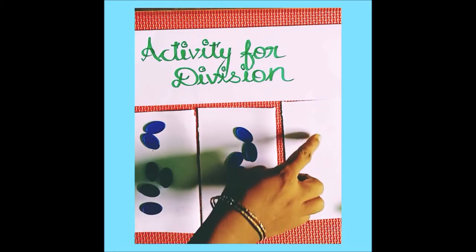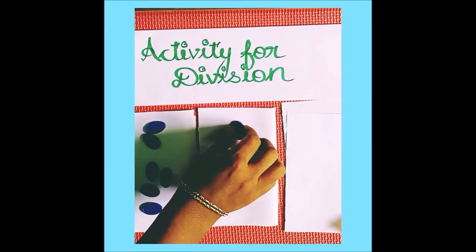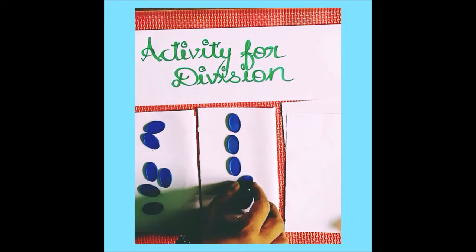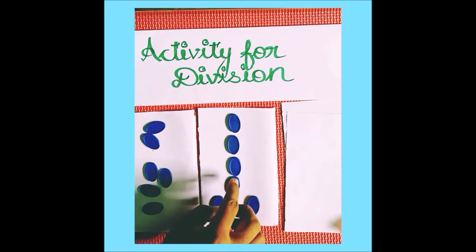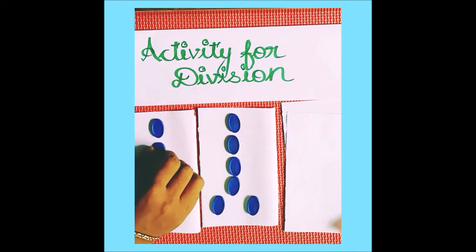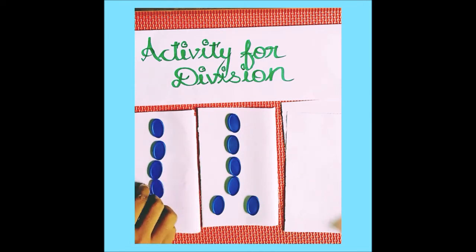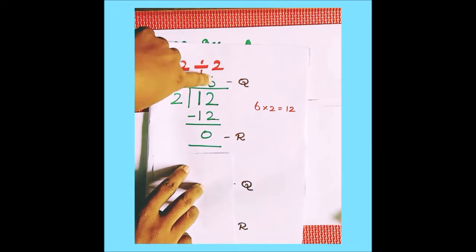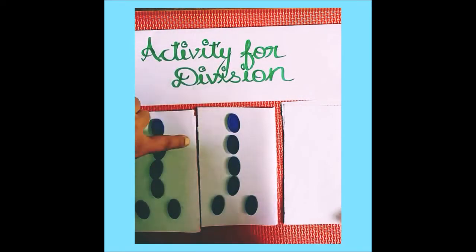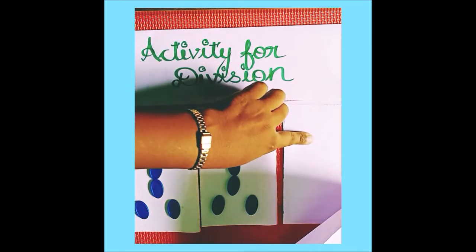Thus we are seeing there is no remaining coins. Let us count how many coins are there in each part. See here, 1, 2, 3, 4, 5, 6. Thus in each part we have 6 coins. Thus we get the same in the sum also. Here we get the quotient as 6 and there is no remainder.